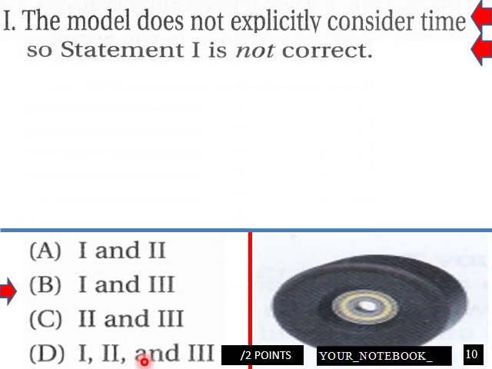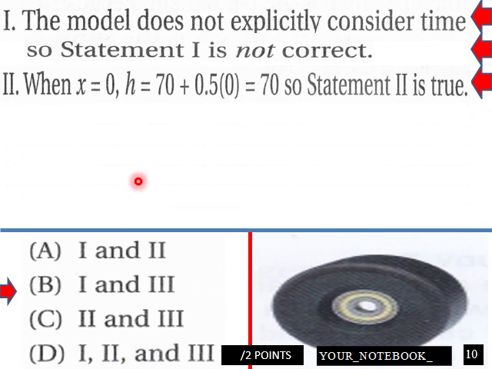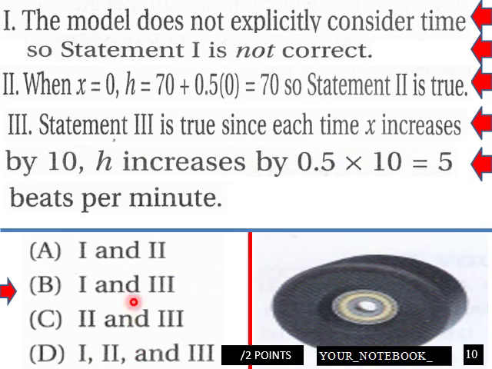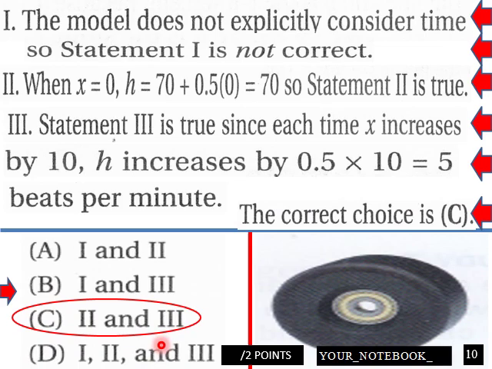The model does not explicitly consider time, so statement 1 is not correct. When x equals 0, statement 2 would be true in that case. And statement 3 is true, since each time x increases by 10, h increases by 5 beats per minute. The correct choice here would be C.